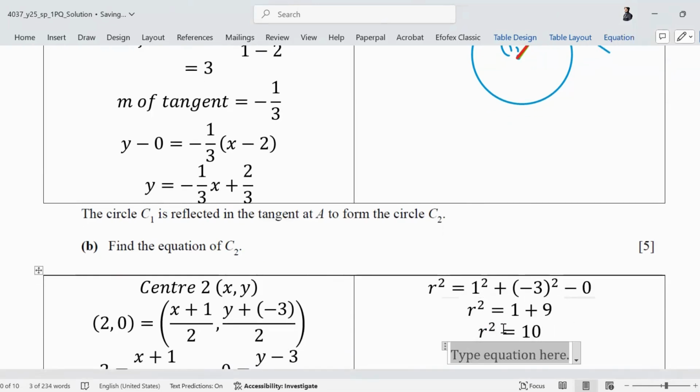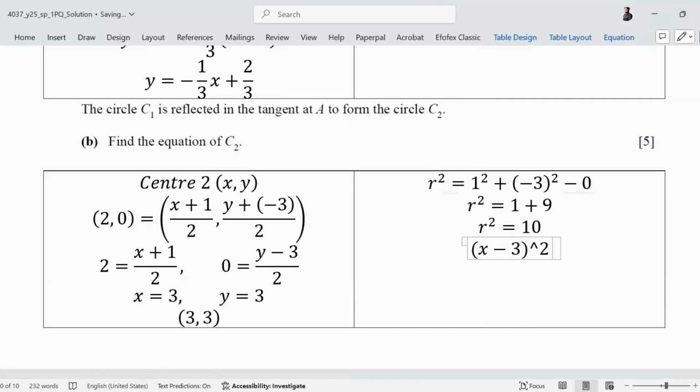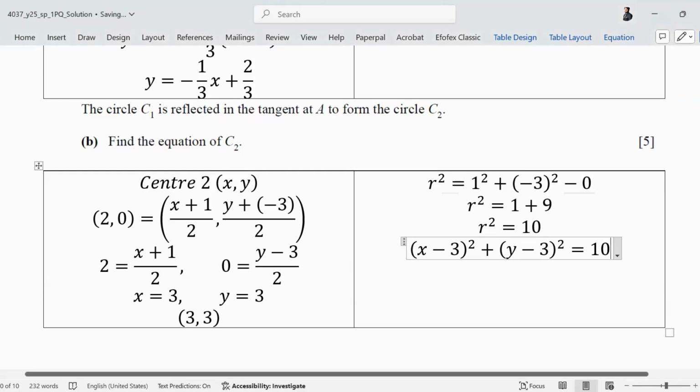You can use my equation of circle video to understand all these last minute tricks. They will help you solve your questions in the exam. So I know the value of R square now. My center coordinates are 3 comma 3. So X minus 3 whole squared plus Y minus 3 whole squared is equal to 10. And this is the equation of the second circle that we will end up with. I hope this is clear.